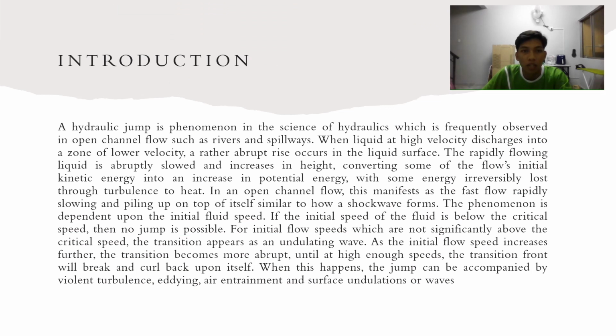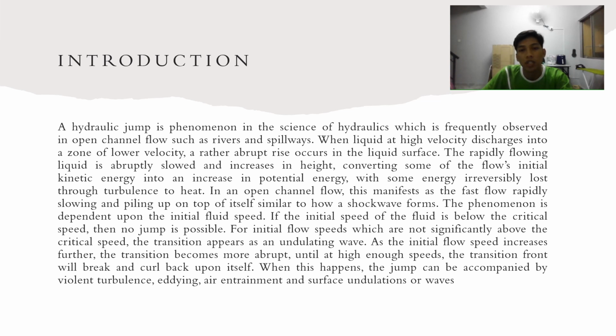Okay, now I'm going to start with the introduction. A hydraulic jump is a phenomenon in the science of hydraulics which is frequently observed in open channel flows such as rivers and spillways. In general, we can say that a hydraulic jump can occur when the flow changes from supercritical to subcritical flow, and it also depends on the initial speed of the fluid. Let's say if the initial speed of the fluid is below the critical speed, then no jump is possible. And for initial flow speeds which are not significantly above the critical speed, the transition appears as an undulating wave.